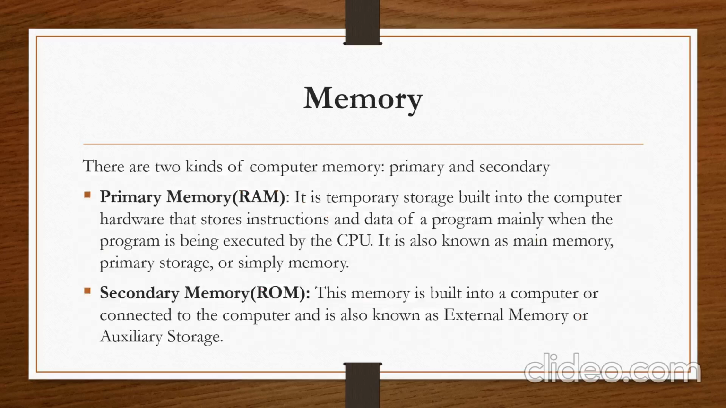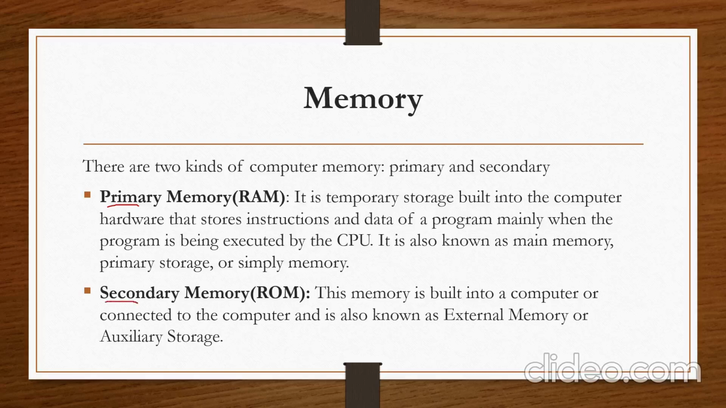So let us look at memory. Computer memory is all about storage, but we have two kinds of memory. That is the primary memory, or RAM, which stores data temporarily, meaning that in case the computer system goes off, that data will be lost. The primary memory is also known as the main memory, or simply the memory.